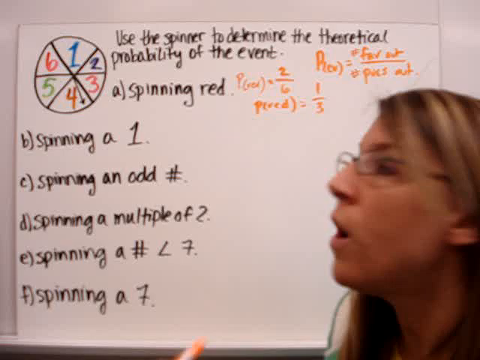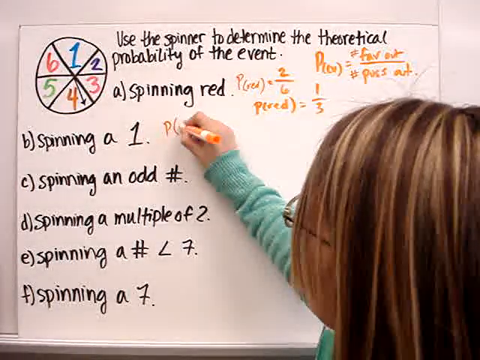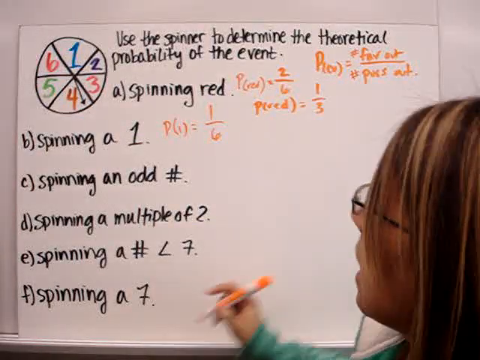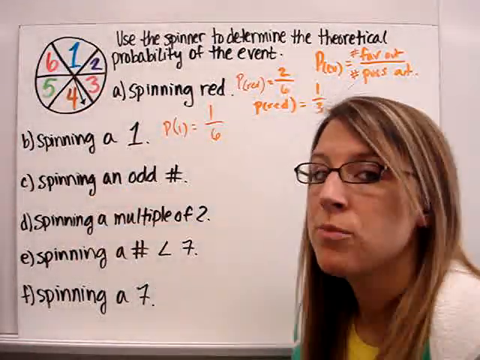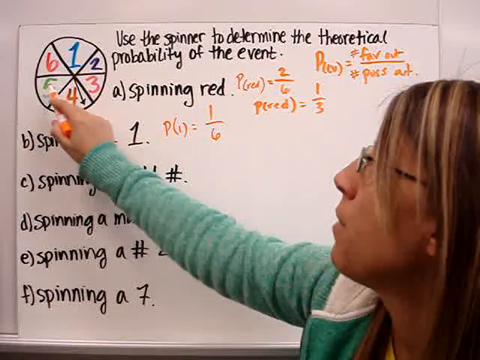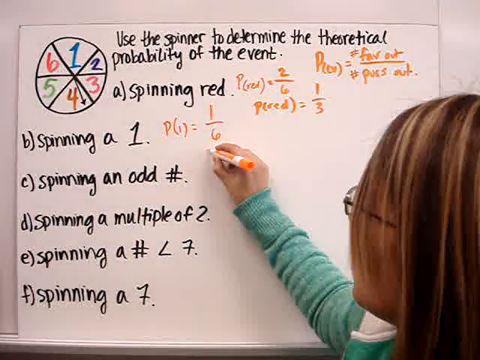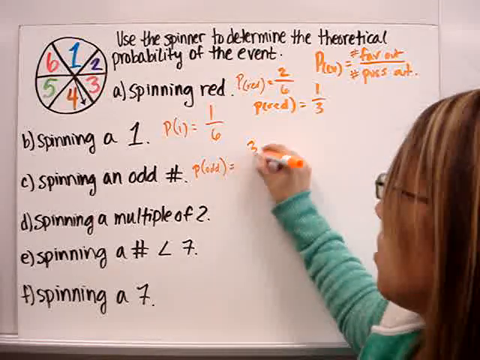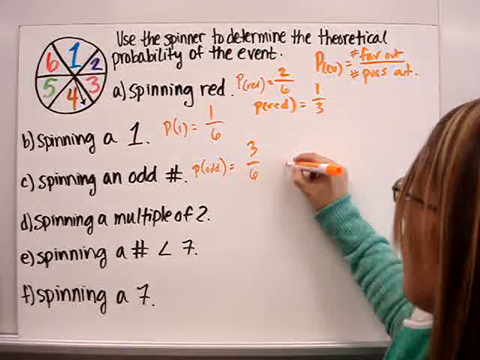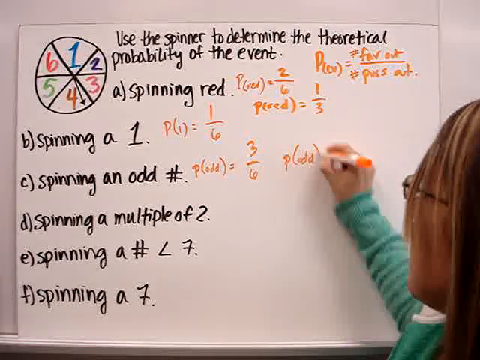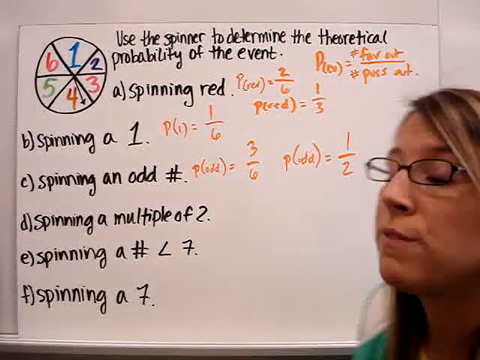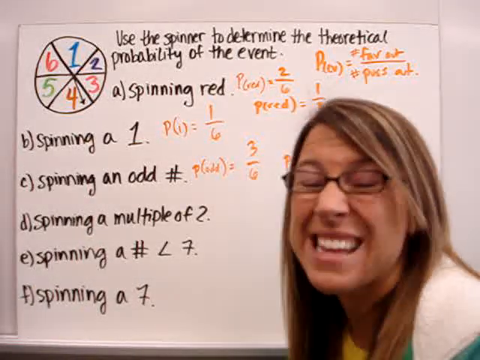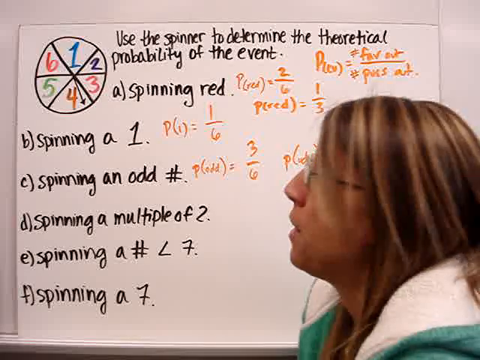How about spinning a 1? Well, there's only one 1 here, so the probability of spinning a 1 is going to be 1/6. Okay? How about spinning an odd number? Well, there are 1, 2, 3 odd numbers here. So spinning an odd number, we'll say the probability of an odd is 3/6. So I'm going to say that the probability of odd is going to be 1/2, which would be 50%. It's equally likely for you to get an odd number as it is an even number on this spinner.